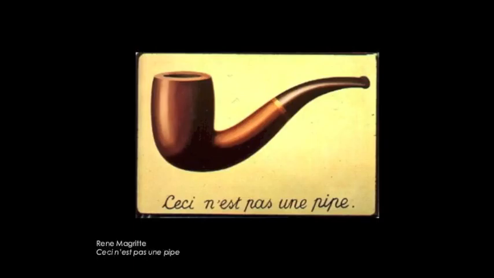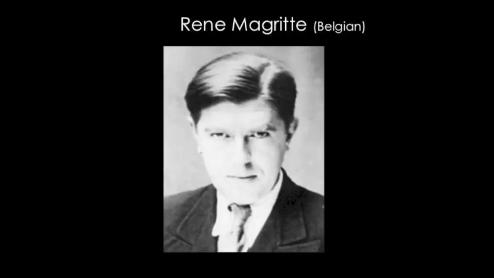Below it, Magritte painted "Ceci n'est pas une pipe," French for "this is not a pipe." The painting is not a pipe, but rather an image of a pipe. This masterpiece of surrealism creates a three-way paradox out of the conventional notion that objects correspond to words and images.